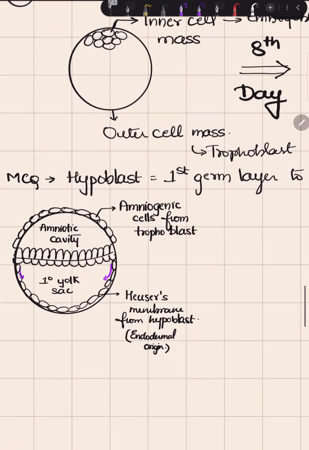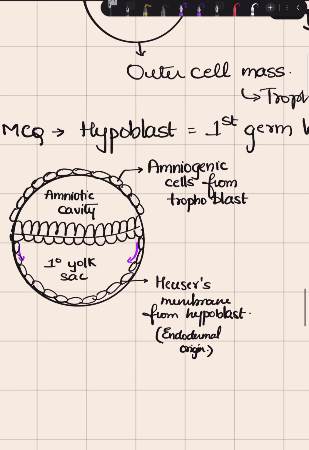Coming to the cavities, what happens is, as these 2 layers come over here and divide into cuboidal and columnar, a gap is formed over here. In that cavity you will have a fluid called amniotic fluid, or liquor amnii. Since this cavity has amniotic fluid, it is called the amniotic cavity.